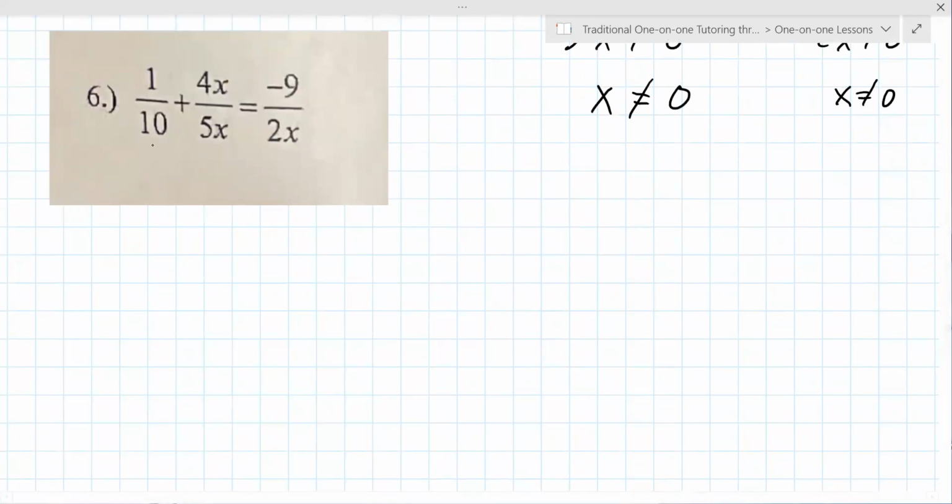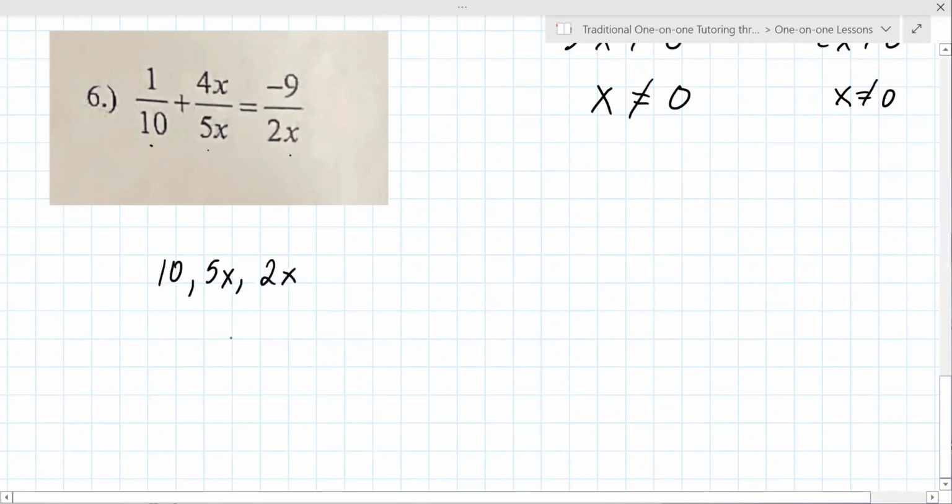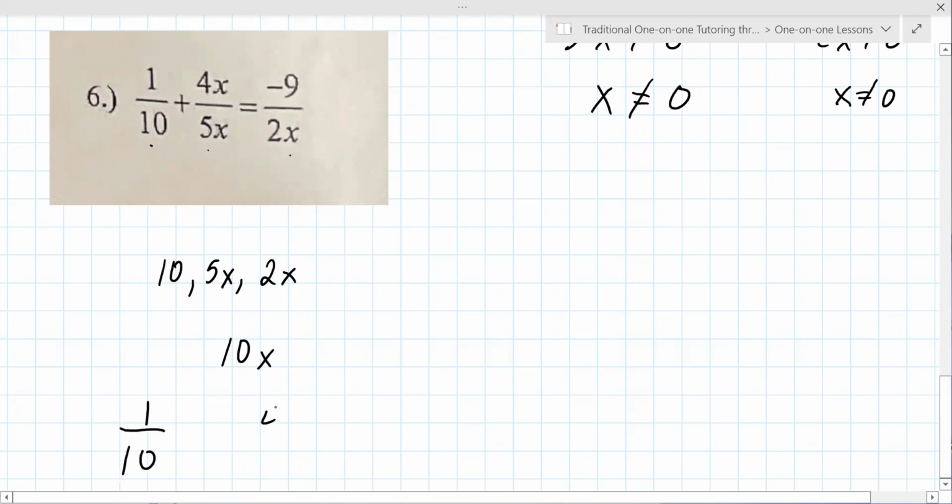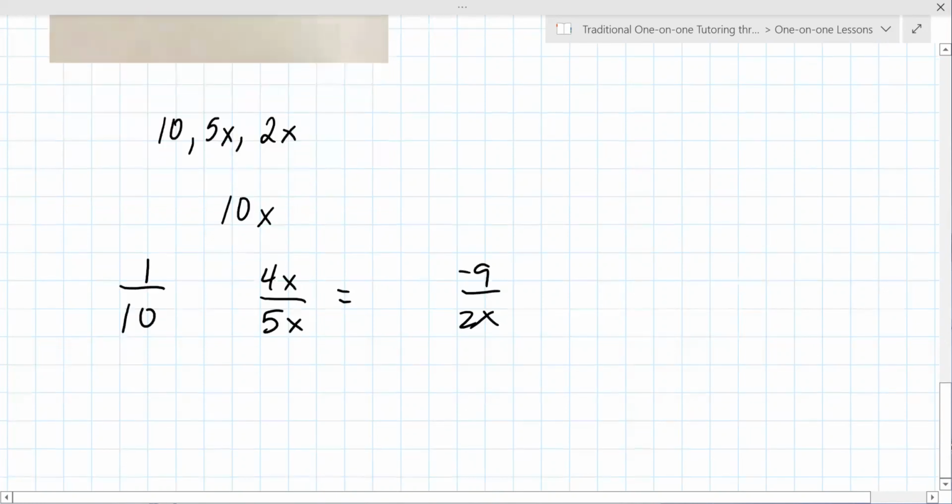Now, between 10, 5x, and 2x, can you tell me the common denominator? 10. 10, anything else? Yes. There's so much hesitation in your voice. Yes, 10x. It's gotta have an x, okay? All right, so I'm just gonna rewrite it down here. And you notice I've been leaving some space as I write it. That's because I know I'm gonna multiply the top and bottom by something.